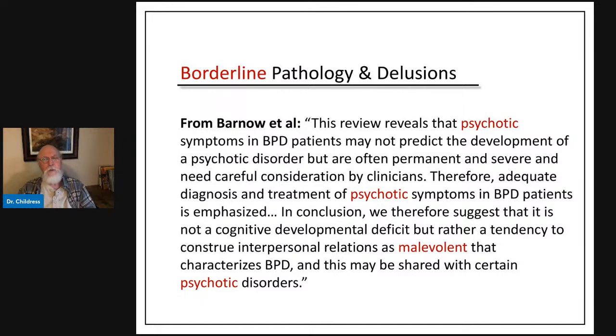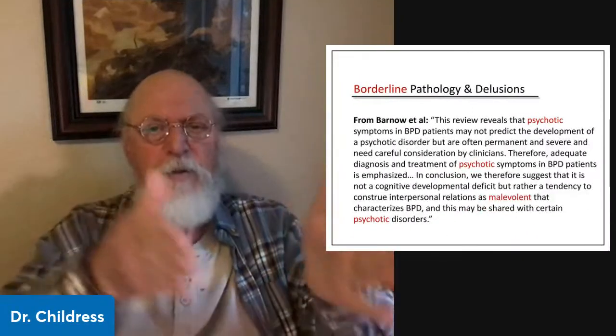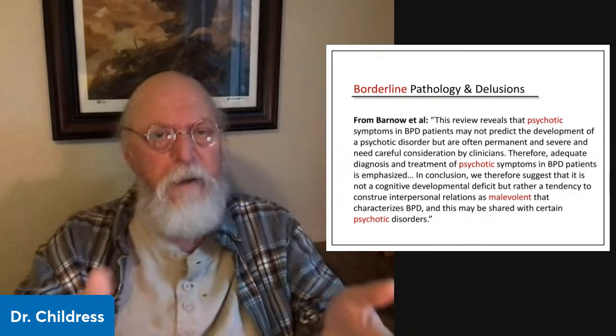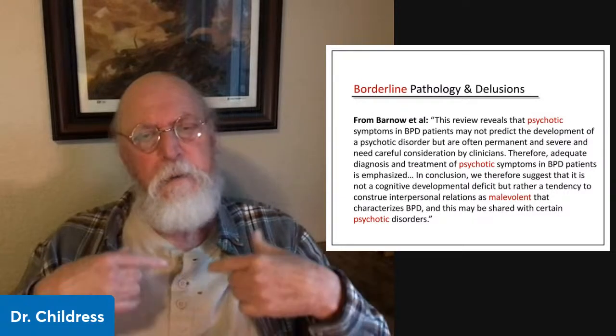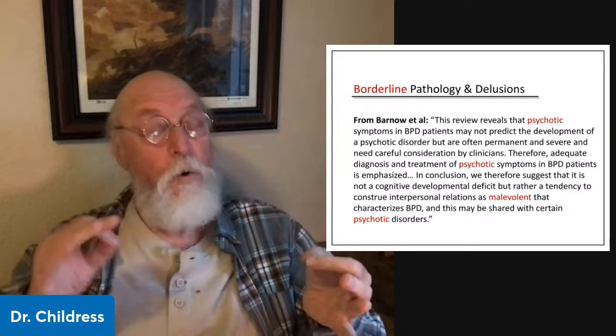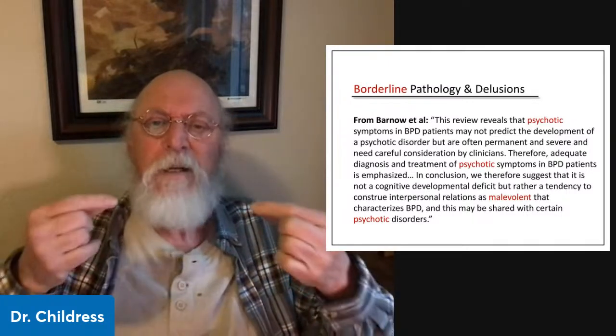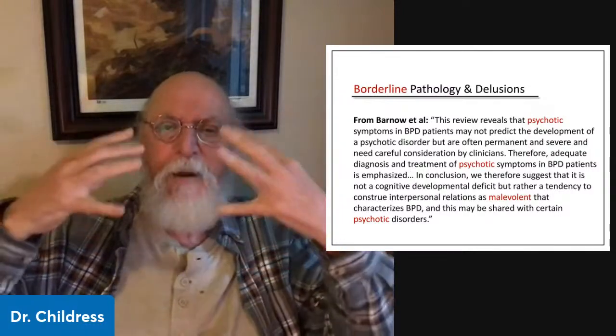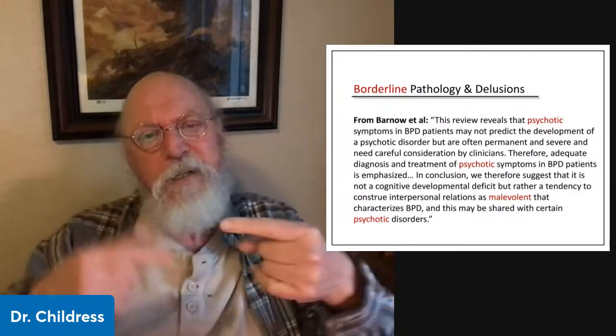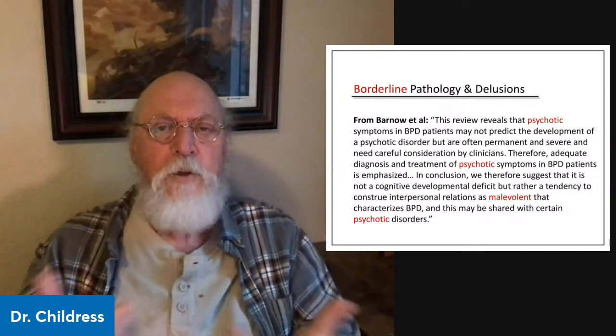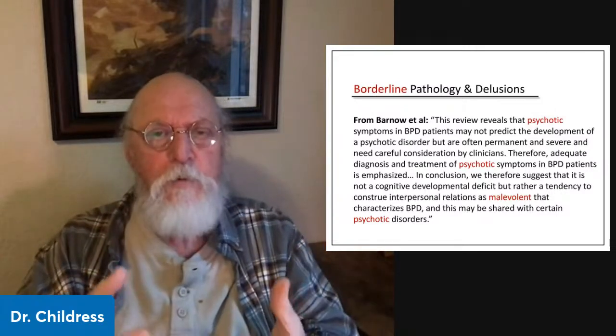In conclusion, we therefore suggest that it is not a cognitive developmental deficit, but rather a tendency to construe interpersonal relationships as malevolent that characterizes borderline personality disorder. And this may be shared with certain psychotic disorders. So take a look, the malevolent and certain psychotic disorders. That ties directly to the American Psychiatric Association definition of a persecutory delusion: that the person or someone to whom the person is close is being malevolently treated in some way. And the borderline has this belief that they are being malevolently treated in some way. So what is the certain psychotic disorder they share? A persecutory delusion. So we know what the pathology is with these personalities.